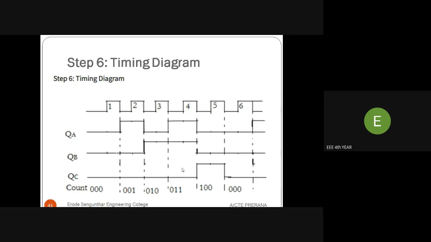000, 001, 010, 011, 100, and then 000. Again it starts counting the same count again, triple zero to triple zero.